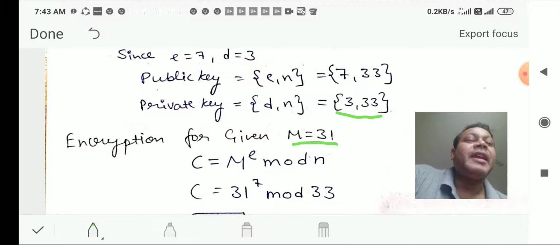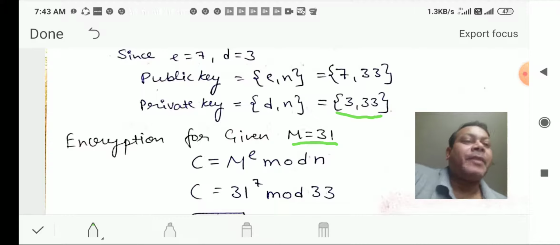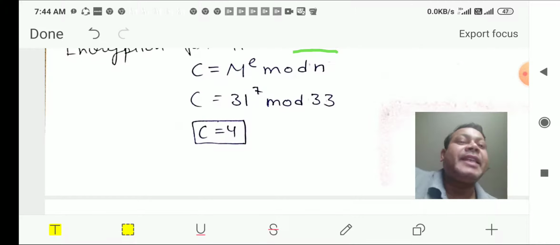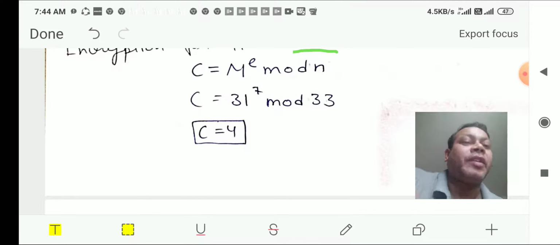Is it fine? And N, we already know, is the product of these two prime numbers. The product of these two prime numbers is this 33. So in this case C is equal to 31 to the power 7. 31 is the message and 7 is your public key E. So 31 to the power 7 mod 33. Ultimately we got the ciphertext C, which is in encrypted form. Ciphertext C is equal to 4.